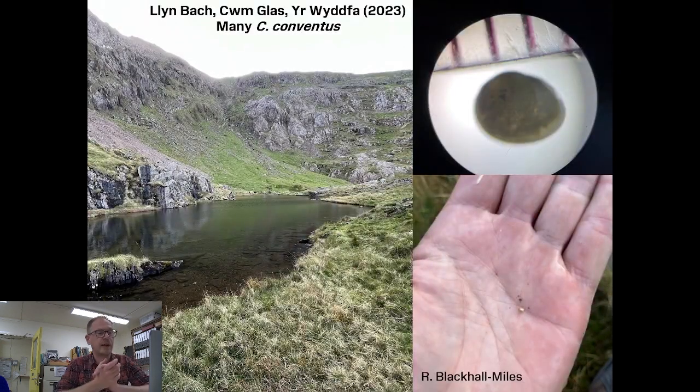The next record came from Robbie Blackall-Miles himself when he was visiting Llyn Bach in Cwm Glas on Yr Wyddfa. It's important to give these names in full because there's another Cwm Glas and there's certainly another Llyn Glas, and there are lots of Llyns and Cwms with similar sounding names or the same name. These clams are in some of them and not all of them. That is Llyn Bach in Cwm Glas, where Robbie found it to be very common, and that's a photograph he took there in the top right.